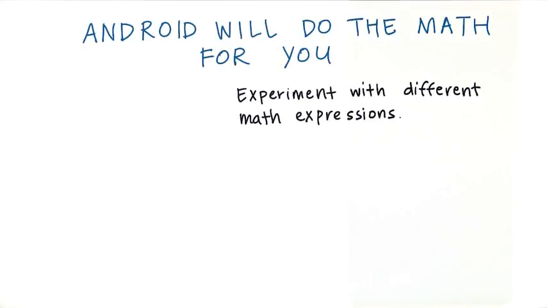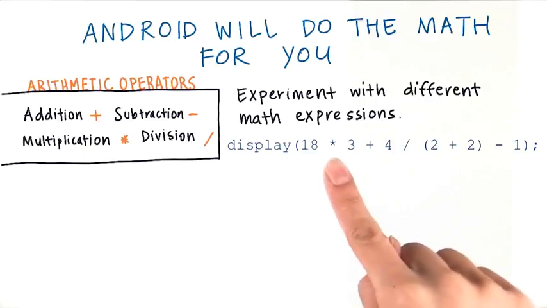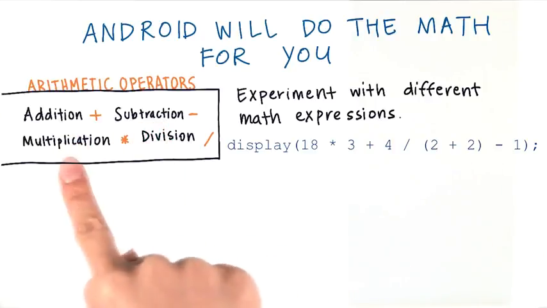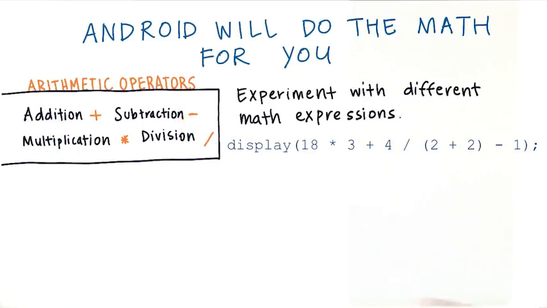Okay, now it's your turn to try to come up with a really hard coffee order for the device to try to calculate. You can experiment with different math expressions. Here's an example of one. As you can see, you can use different symbols here for addition, subtraction, multiplication, and division. These are what we call arithmetic operators.